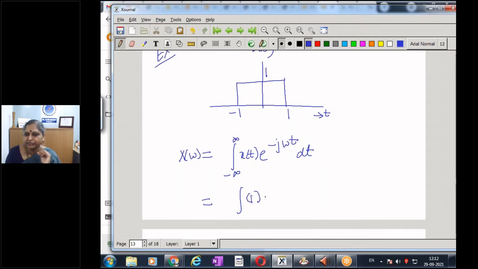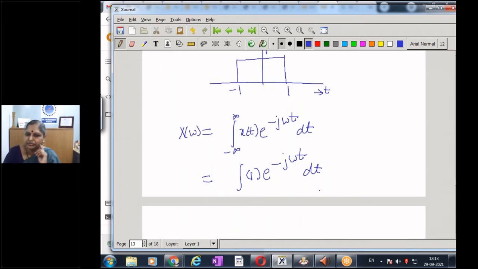Who can tell me? E to the power of minus j omega t dt. Who can tell me what is the limits of integration?